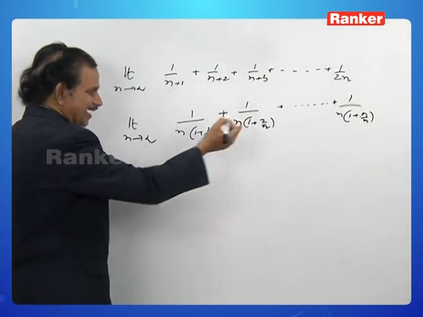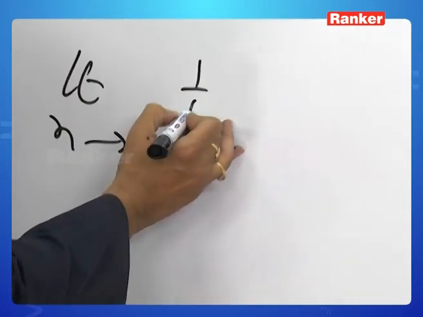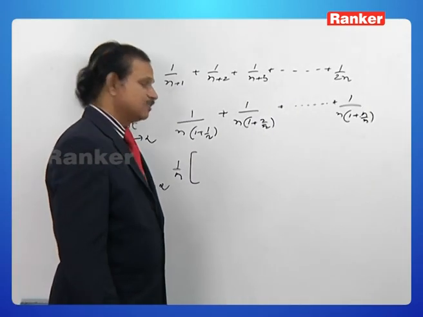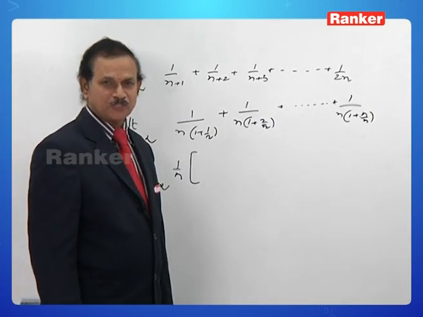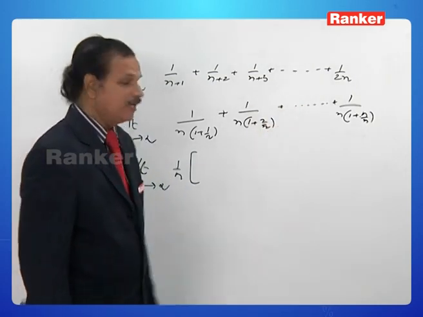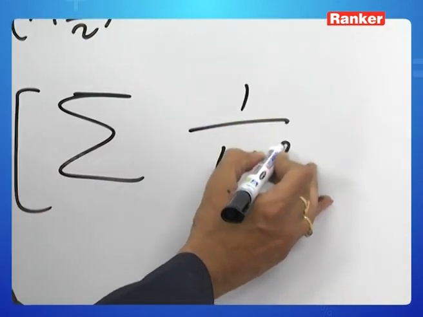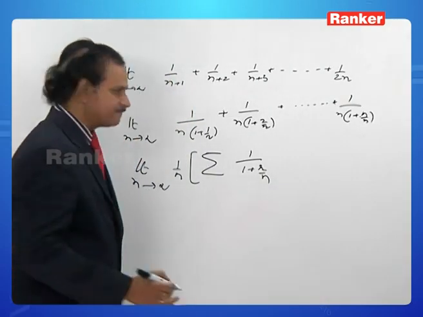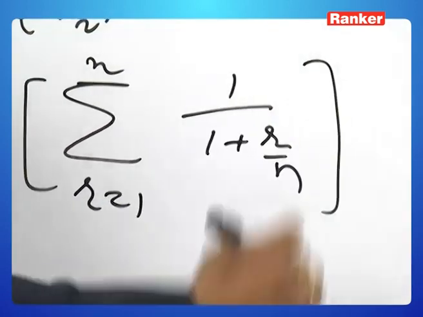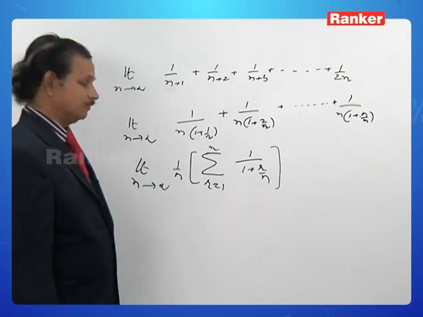Now, let me bring 1 by n out. Limit as n tends to infinity 1 by n into, come on, you read the remaining part. 1 by 1 plus 1 by n, 1 by 1 plus 2 by n, 1 by 1 plus 3 by n, 1 by 1 plus 4 by n, up to 1 by 1 plus n by n. You can write that as sigma 1 by 1 plus r by n, isn't it? Of course, r runs from 1 to n.